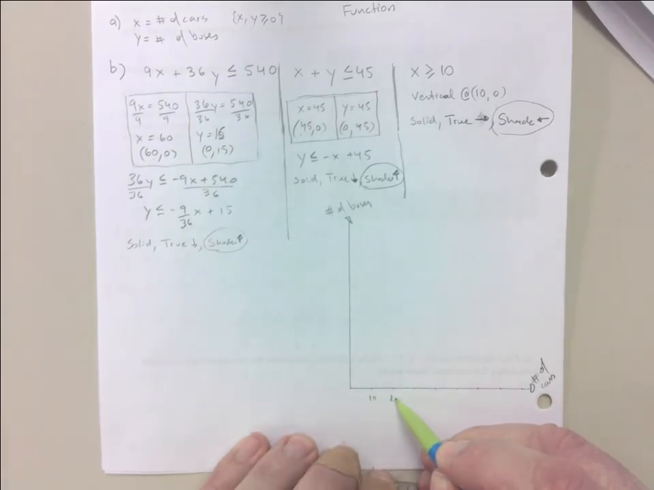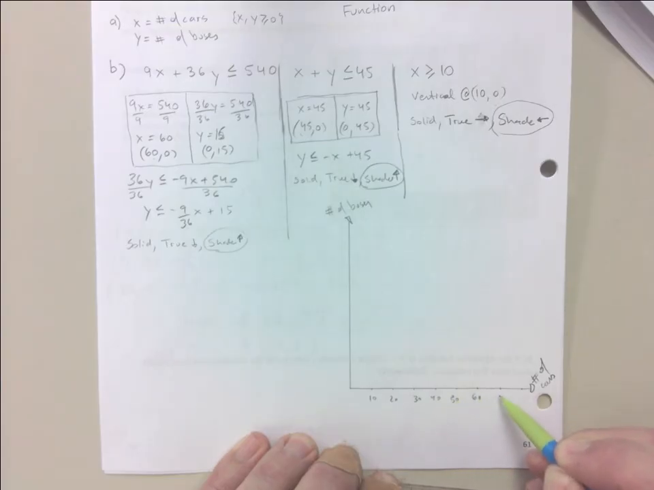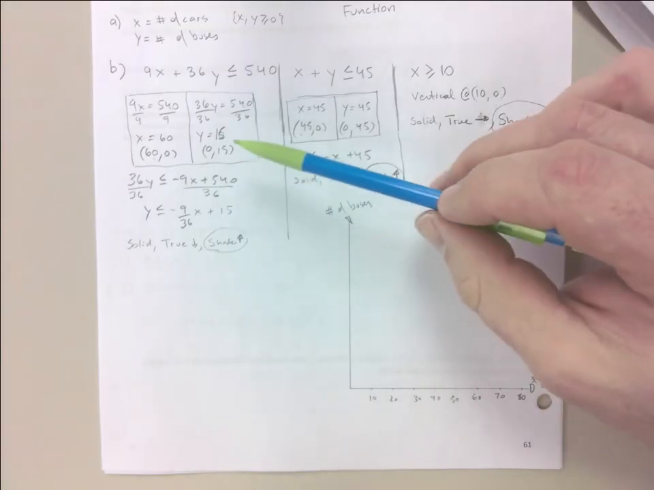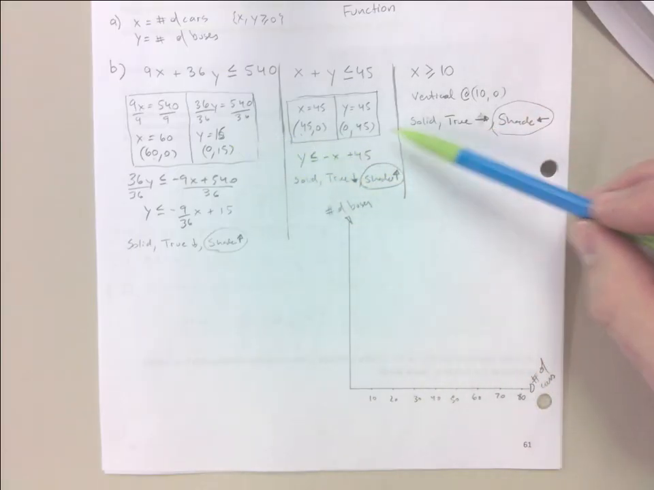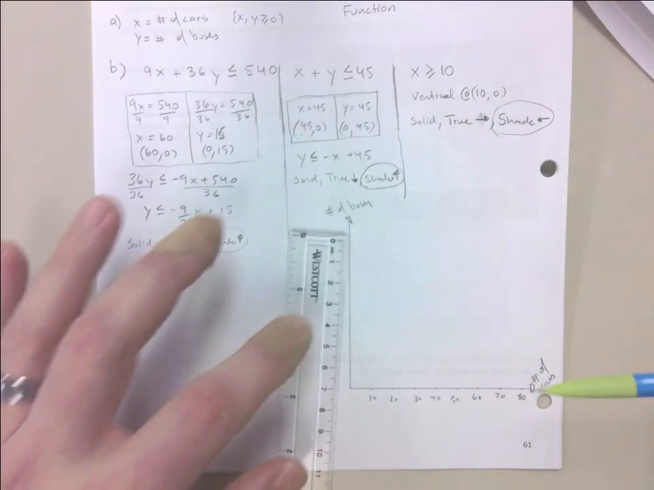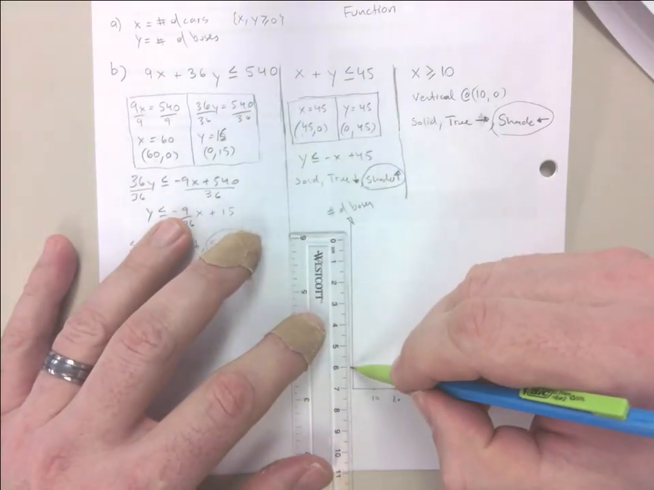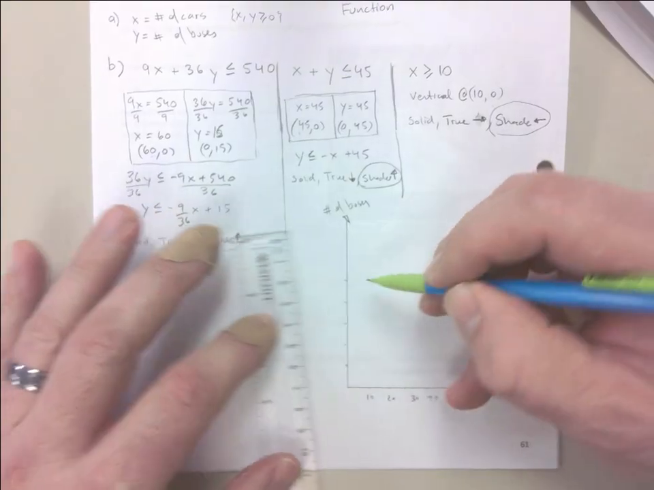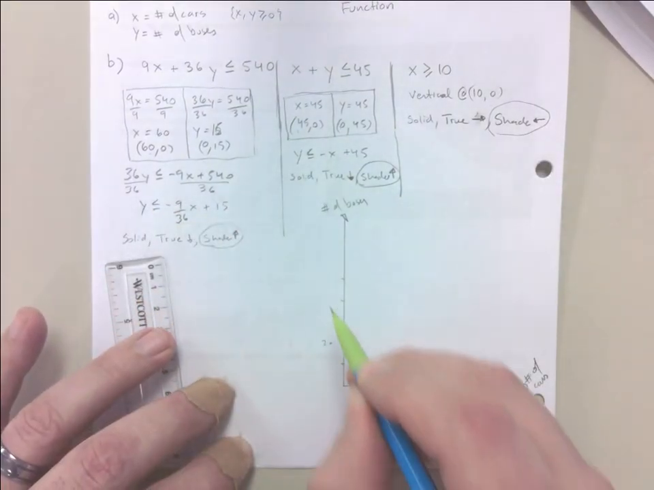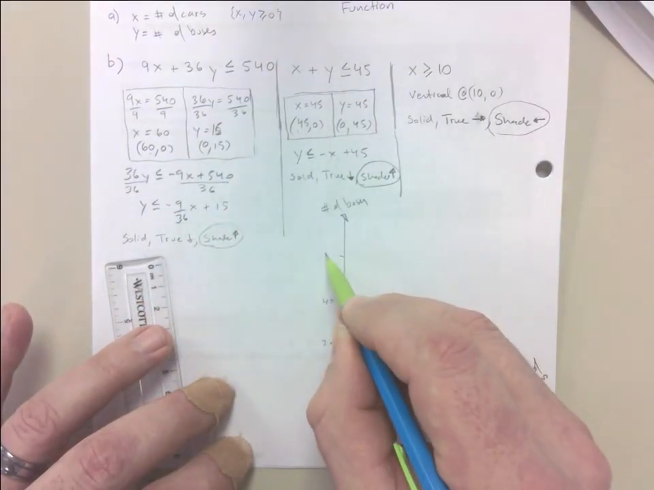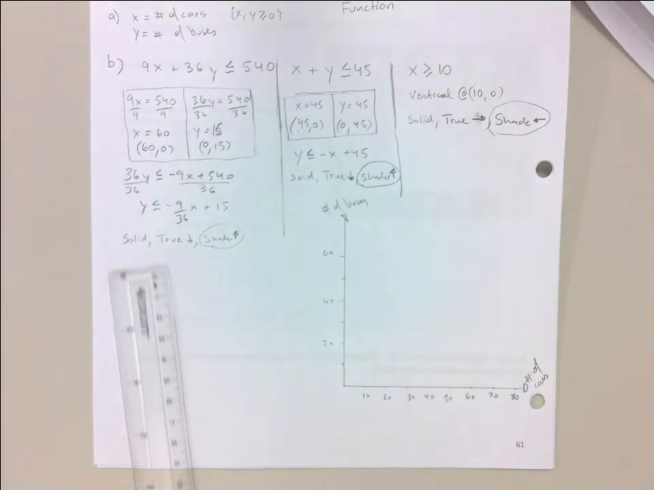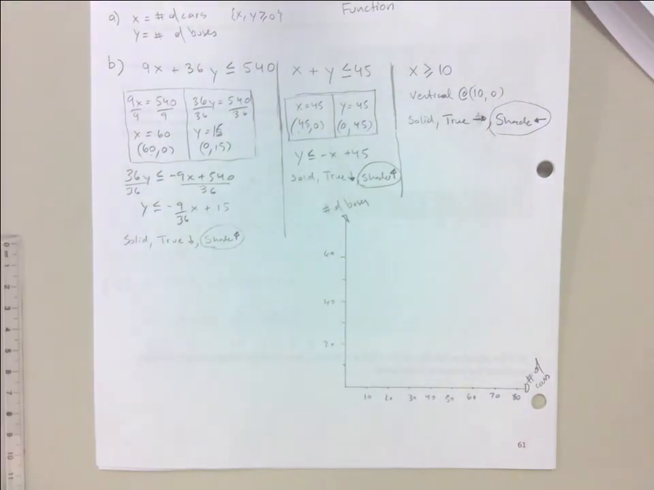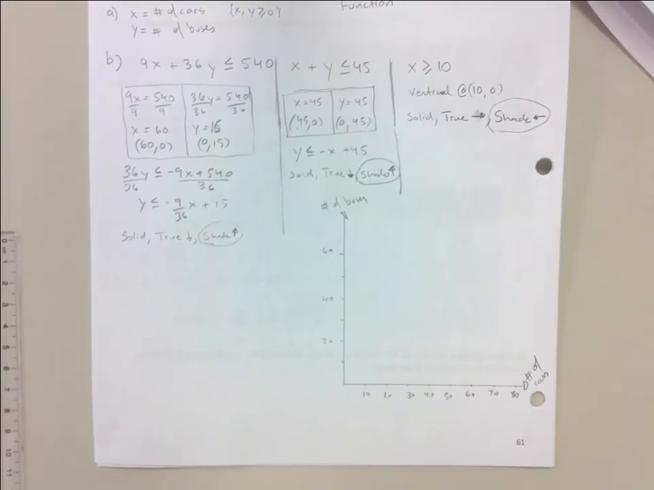So 10, 20, 30, 40, 50, 60, 70, 80. That's good. In terms of the Y, the highest I get to is 45. So I'm going to go 10, 20, 30, 40, 50. I will only label every other one. That's perfectly acceptable because you're consistent. Let me just focus here.